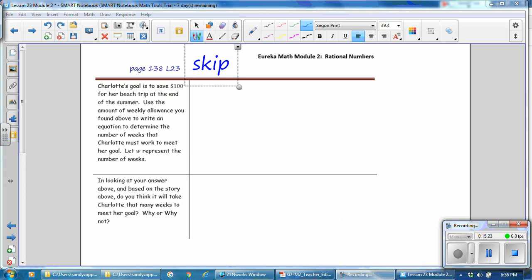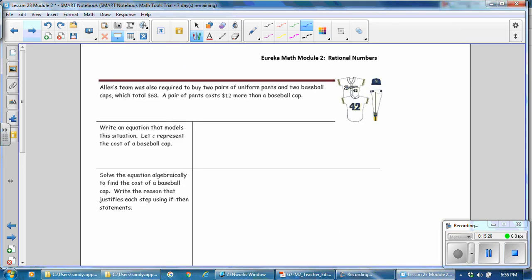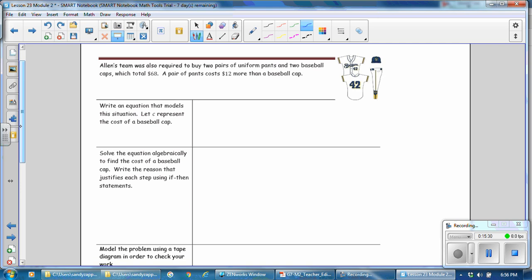We're going to skip this question and this question, and this is our last problem. Ellen's team was also required to buy 2 pair of uniform pants and 2 baseball caps, which cost $68. A pair of pants costs $12 more than a baseball cap. Write an equation that represents the situation, and let C represent the cost of a baseball cap.